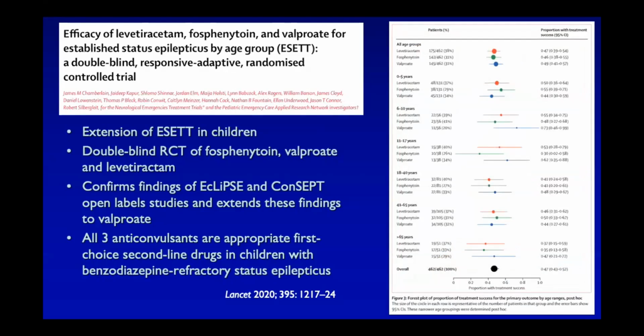This is a forest plot illustrating the response by age group again. And I realize this is small, but you can see that although the error bars range in size, the overall effect overlaps substantially among all groups.